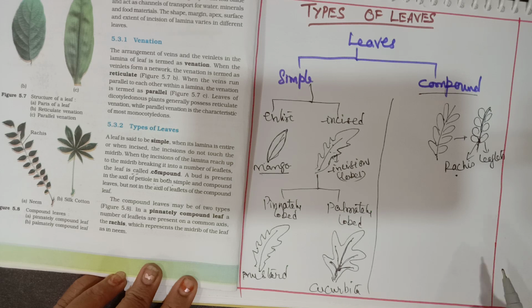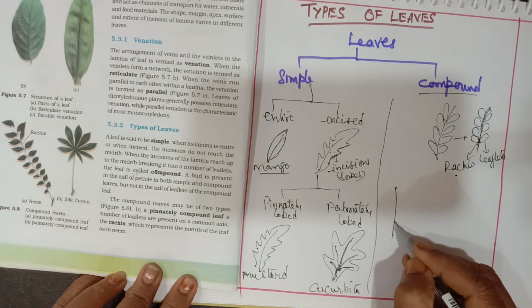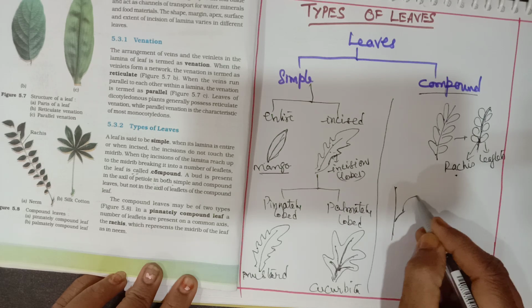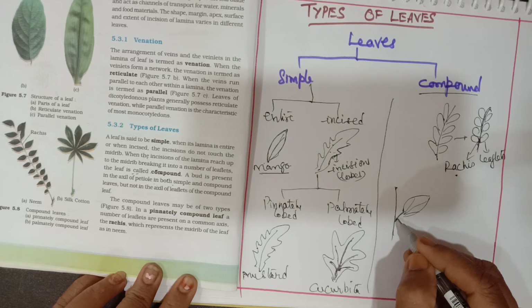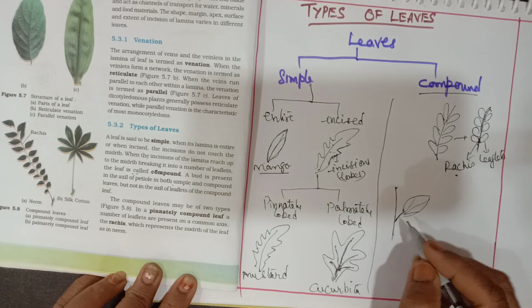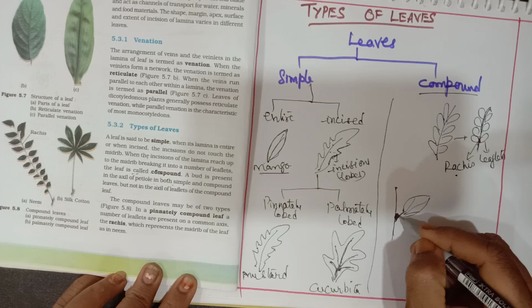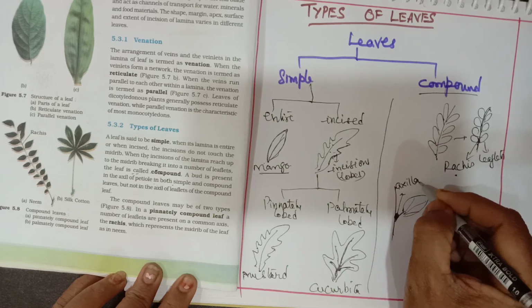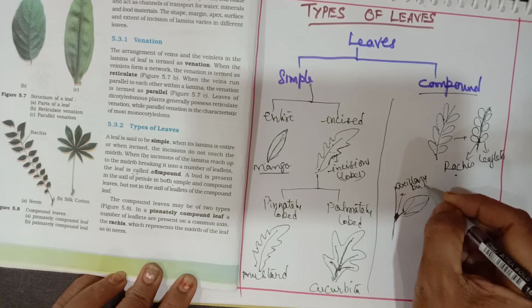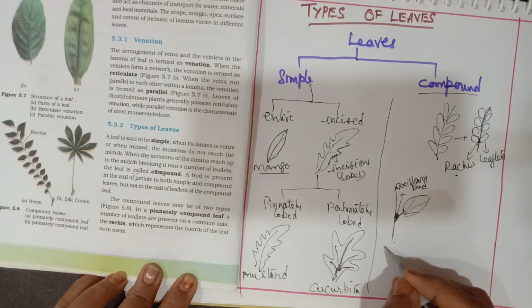Now let us see this point. Suppose we take a simple leaf. This is a simple leaf and this is the axil. In my earlier videos I told you what is the axil and axillary bud. This is an axil. So here there will be a bud. It is called an axillary bud. This is in the case of a simple leaf.